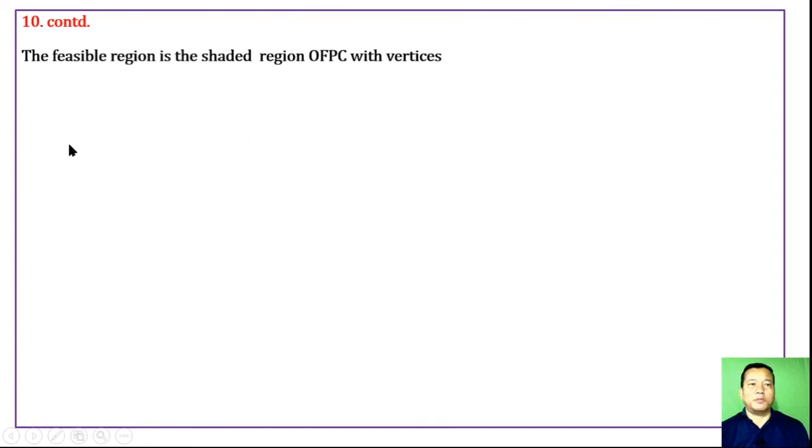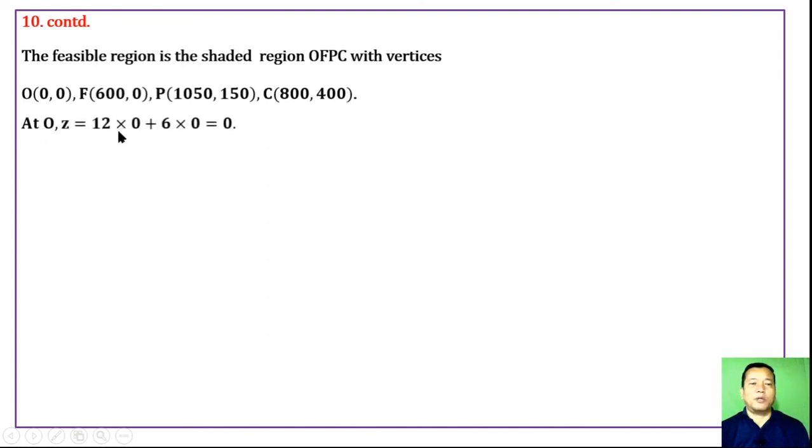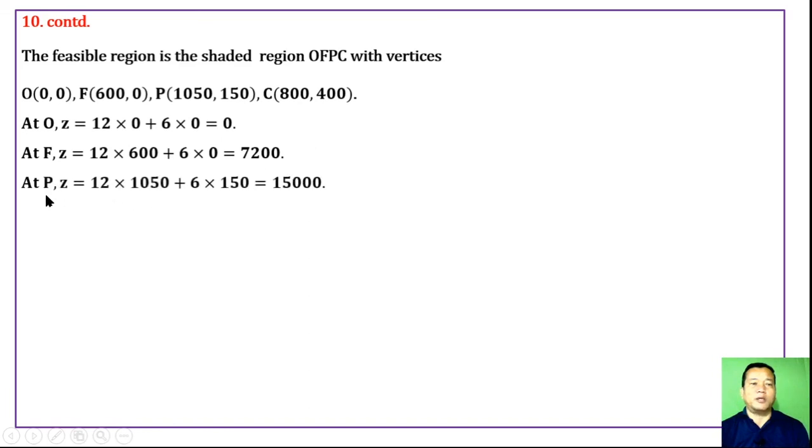Continuing question number 10. The feasible region is the shaded region with vertices O, A, B and C: O is 0, 0, A is 600, 0, B is 1050, 150, and C is 800, 400. At O the value of Z is 0. At A the value of Z is computed. At B the value of Z is 15,000. At C the value of Z is 16,000.